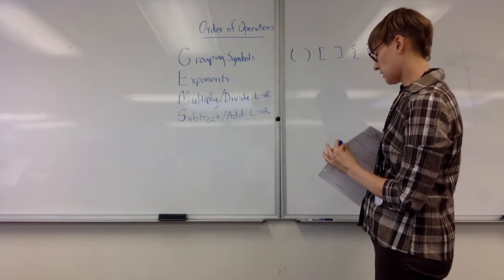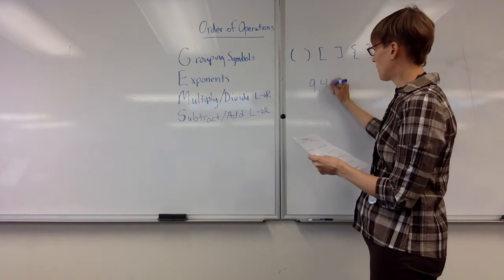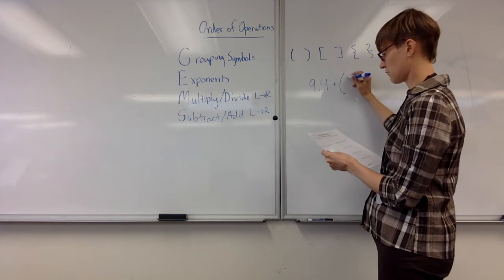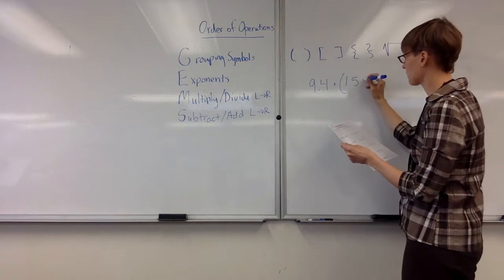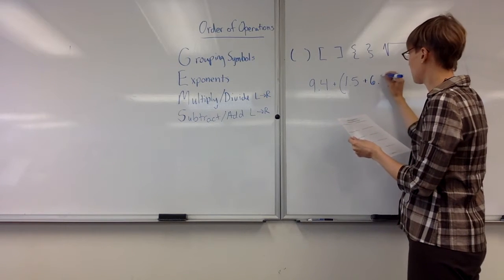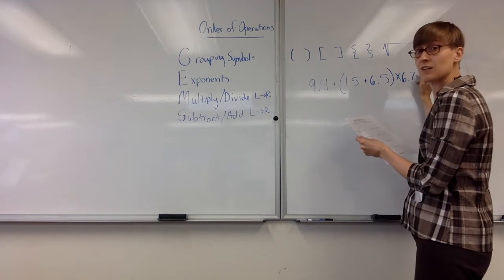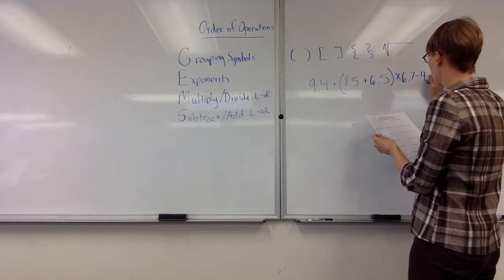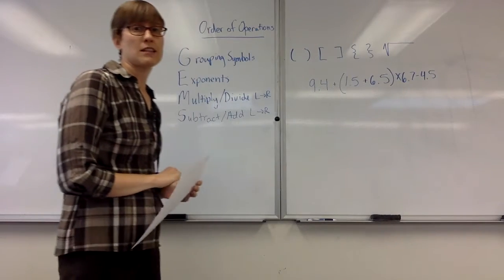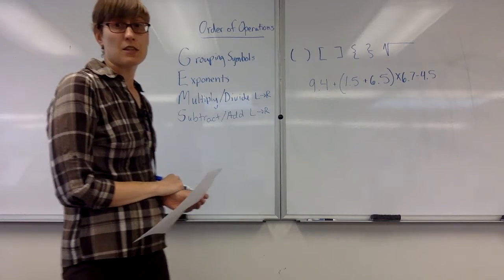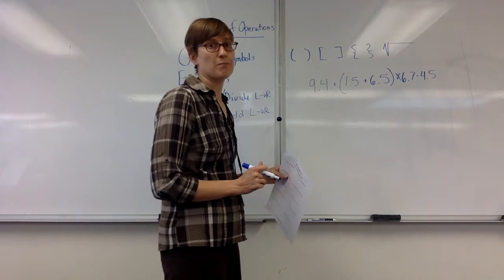So let's look at number 1 together. 9.4 plus parentheses 1.5 plus 6.5, parentheses, times 6.7 minus 4.5. Okay. When I look at this, the first thing I see is that there are parentheses. Since that is a grouping symbol, I'm going to start there.